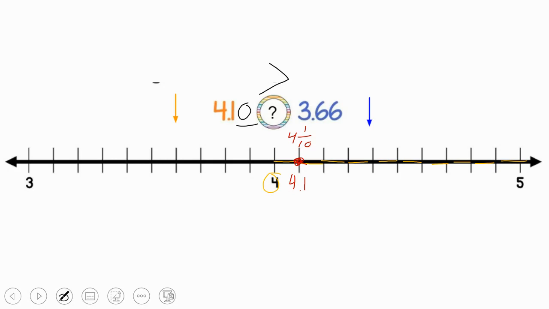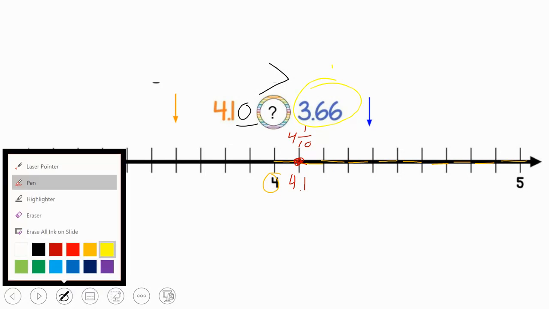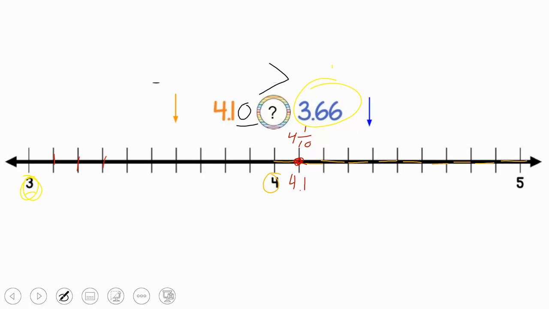Where is 3 and 66 hundredths? Well, it has to be bigger than 3 because there's the 3. And it's got to be greater than 3 because this number up here, 3 and 66 hundredths, is greater than 3. So first I'm going to look for where is 6/10. That will be helpful. So I got 1/10, 2/10, 3/10, 4/10, 5/10, 6/10. So there's 3 and 6/10. But I need 66. So remember that in between are all the individual little hundredths. So it'll be 61, 62, 63, 64, 65, 66, 67, 68, 69.